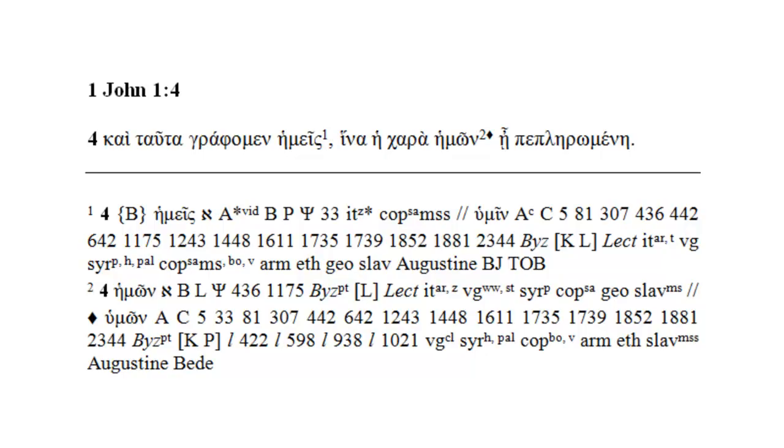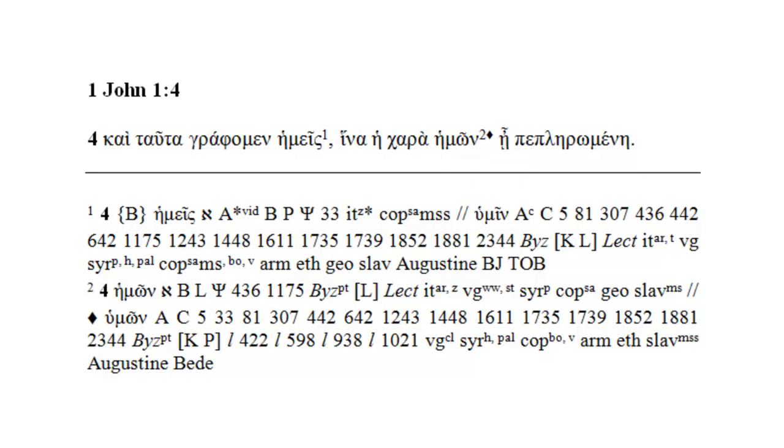The second textual issue in this verse is hemon, with the superscript 2, or humon. This is a difference in the pronoun. Is it our joy, or is it your joy? Now notice that there is a diamond by this reading in the text. In UBS5, the diamond indicates an extreme difficulty in deciding between two different readings.